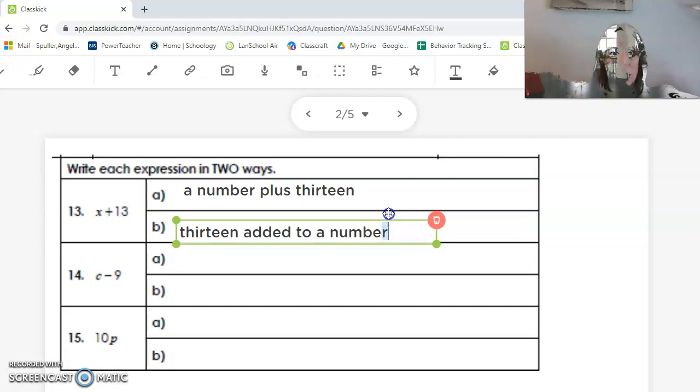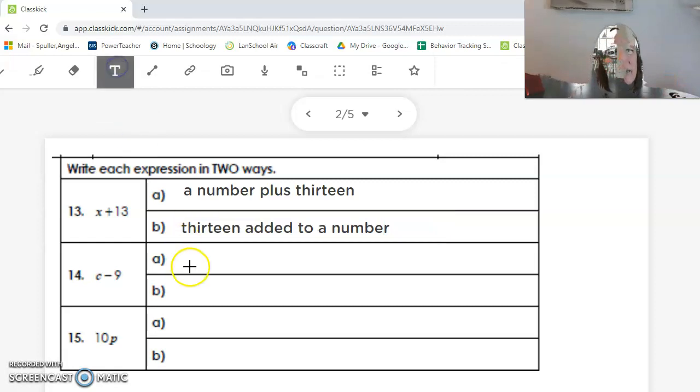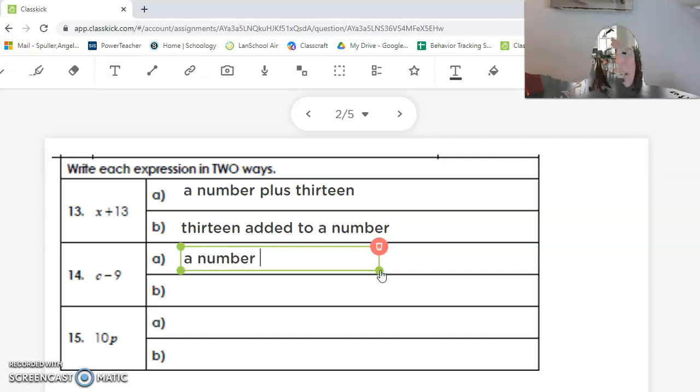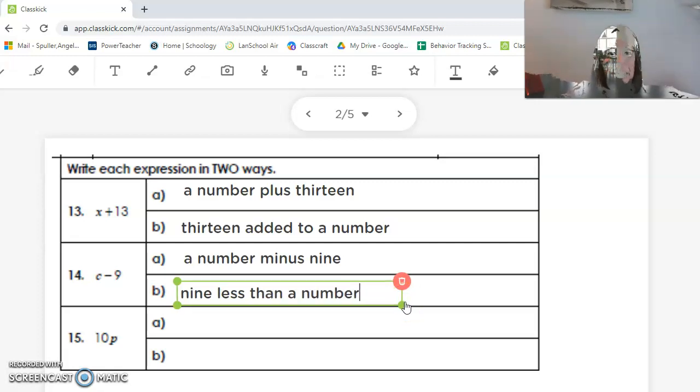Okay, so let's look at this next one. And remember, when you're doing this, make sure that you have those notes of all of those key words and phrases that we can use for this. So here we have C representing a number. A number minus 9. We can also remember sometimes the subtraction can be turned around. 9 less than a number.